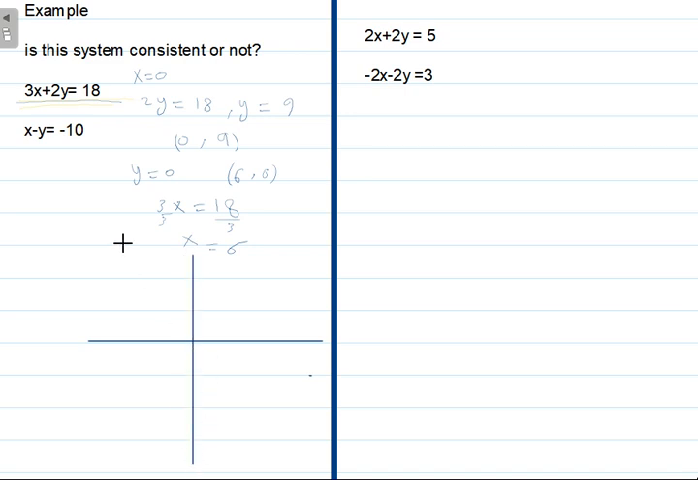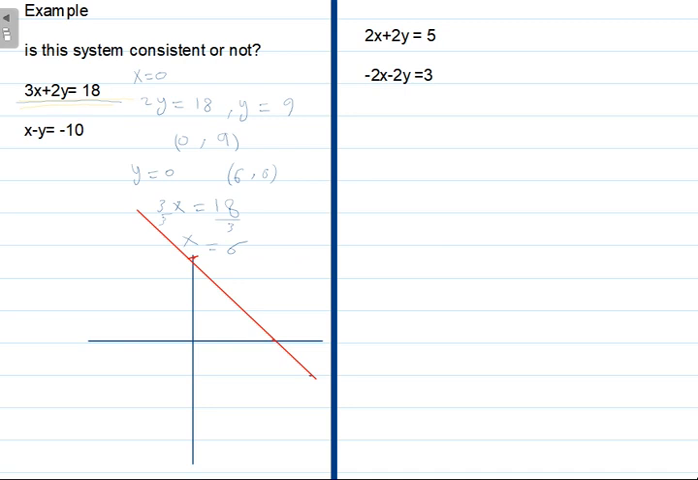If we represent it here on the xy axis, I have (0, 9) and (6, 0). This is the line. This is a rough graph.